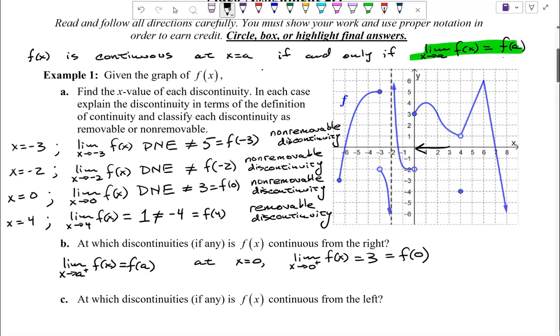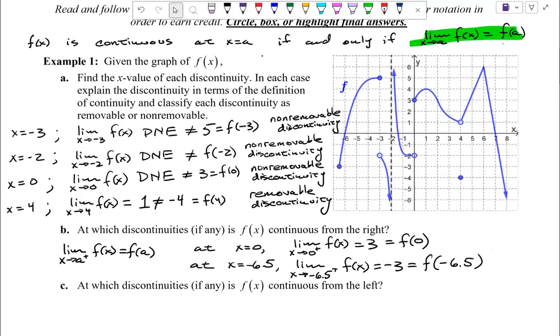We also have this happening again at -6.5. Notice that the limit as x approaches negative 6.5 from the right of f of x, that appears to be negative 3, which is the same as f of negative 6.5. So those are the two places where our function has discontinuities, but the function is continuous from the right.